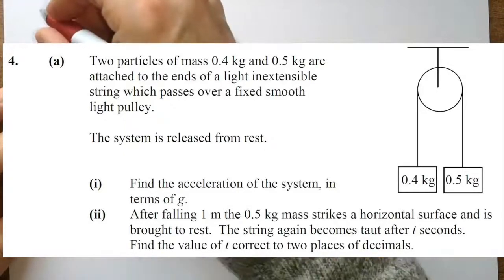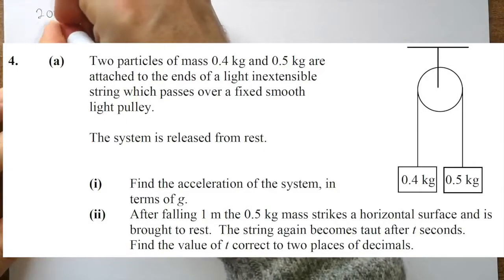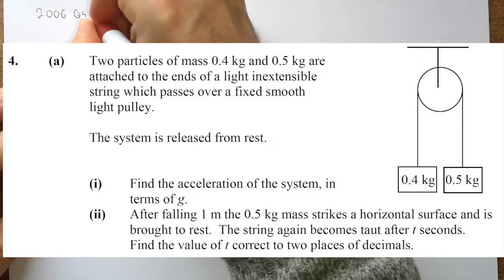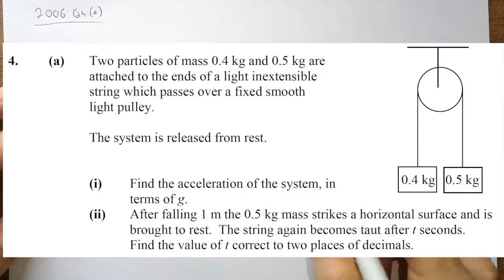Here we're going to have a look at 2006, question 4, part A. Now, at a glance, this little doozy looks deceptively simple, and part 1 is rather nice. Part 2, a little bit trickier. So, with all these questions, you've got to stop and think, what's our way to start them? Diagrams, then F equals ma.